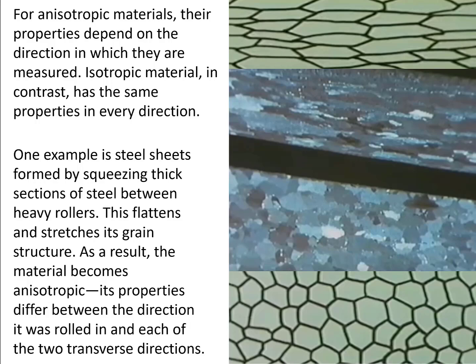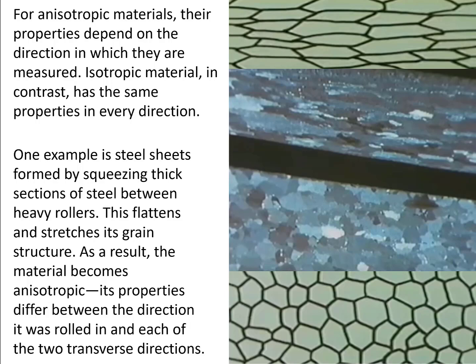Hello everyone, in this video I will talk about the anisotropic nature of wood. Wood is a very well-known example of anisotropic material. For anisotropic materials, their properties depend on the direction in which they are measured. In contrast, isotropic material has the same properties in every direction.